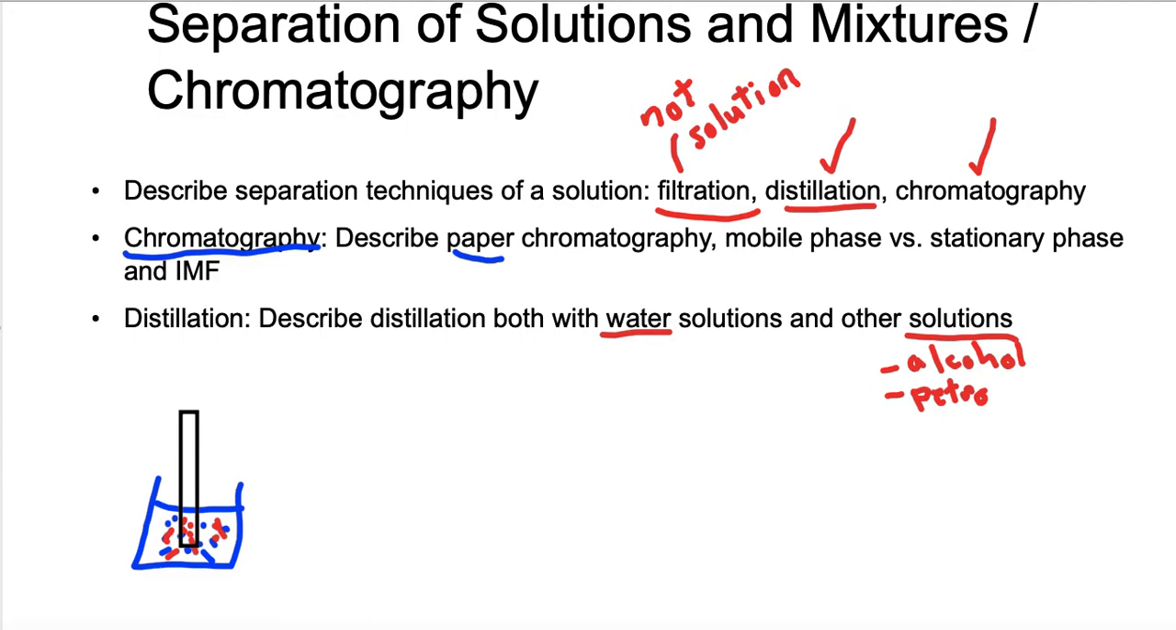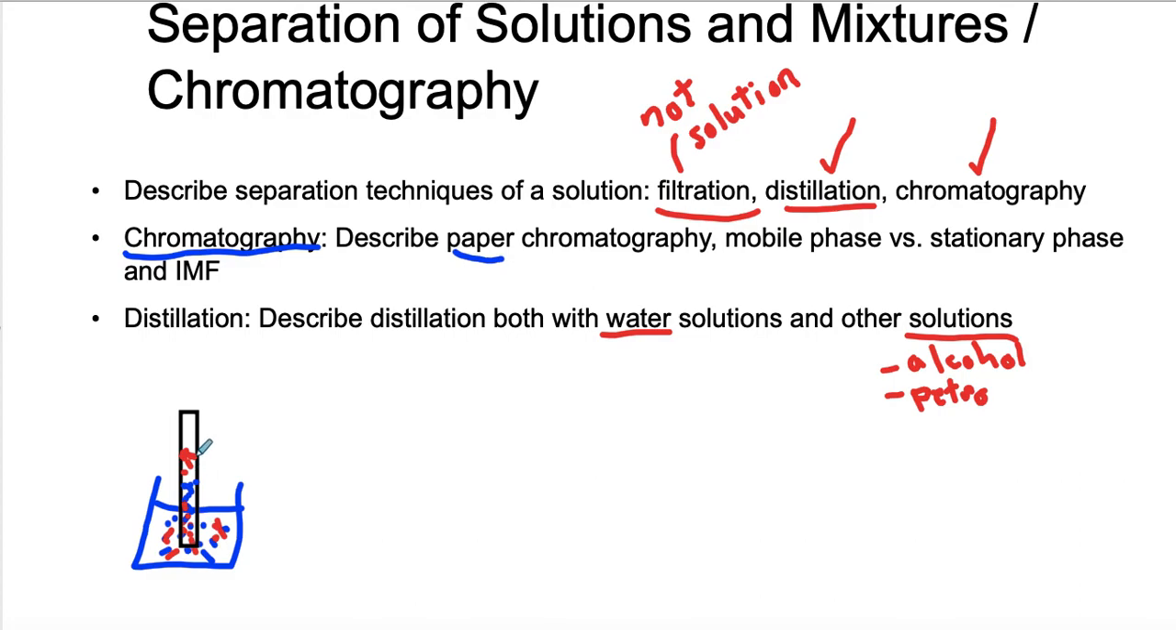So what happens is the blue molecules may rise, and they rise to a certain level. And then the red molecules also rise, but they rise to a different level. We have separated the blue from the red. The paper is the stationary phase. The mobile phase is the dyes that may be like in a pen or something like that. And they move through there.